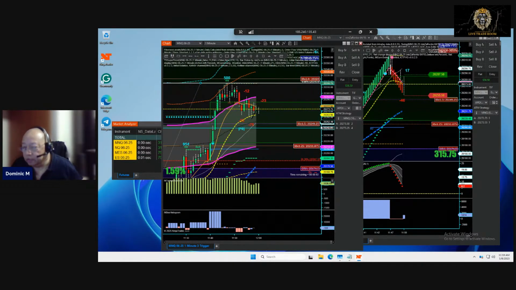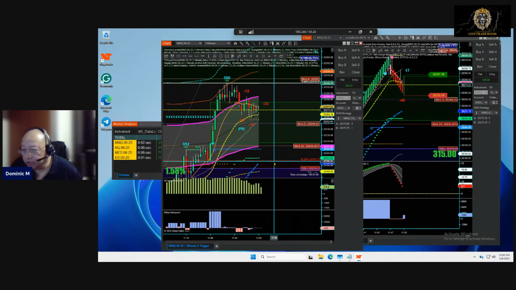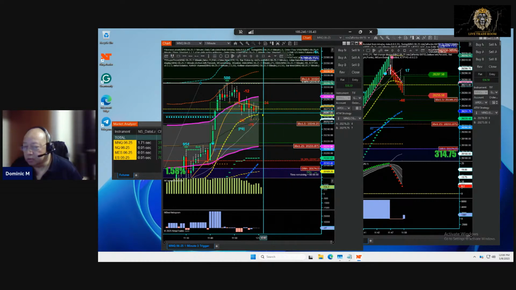Okay, let's see if this can go down there. At least down here, right down here. So I want to see this close below the 21 EMA.